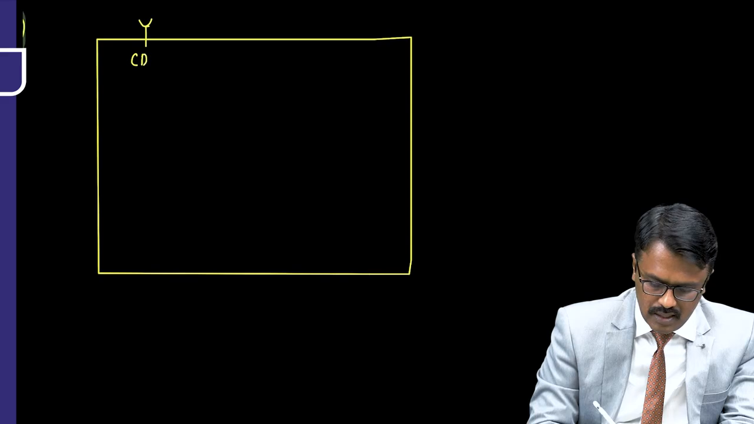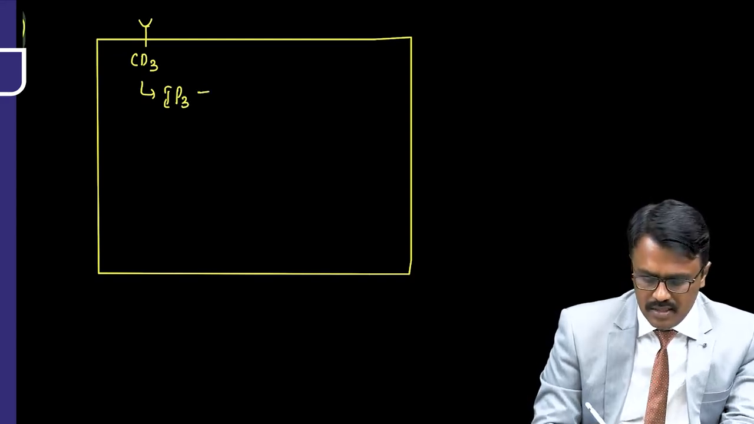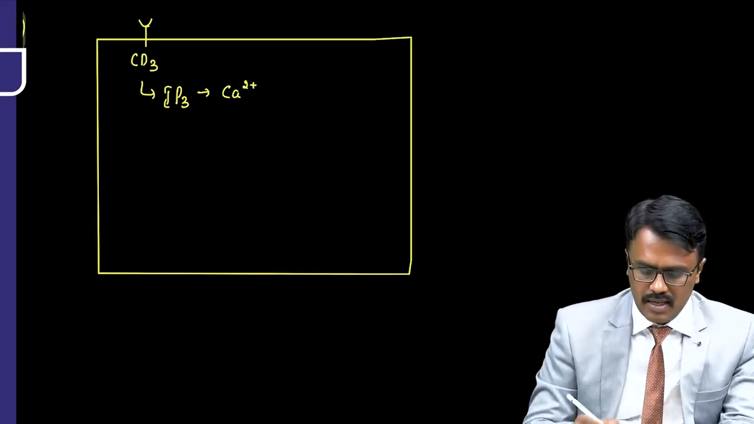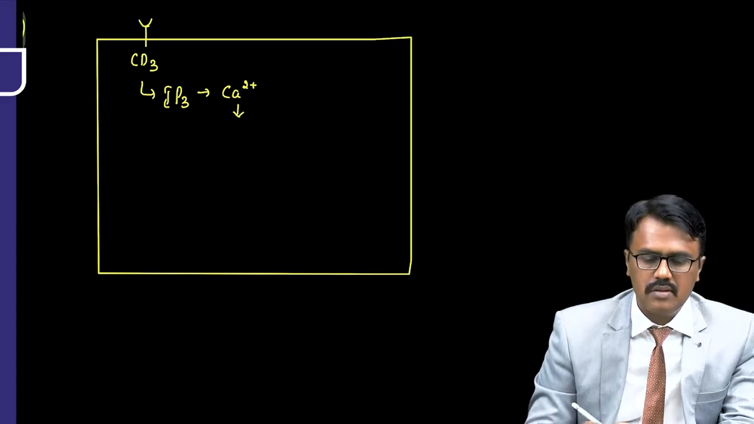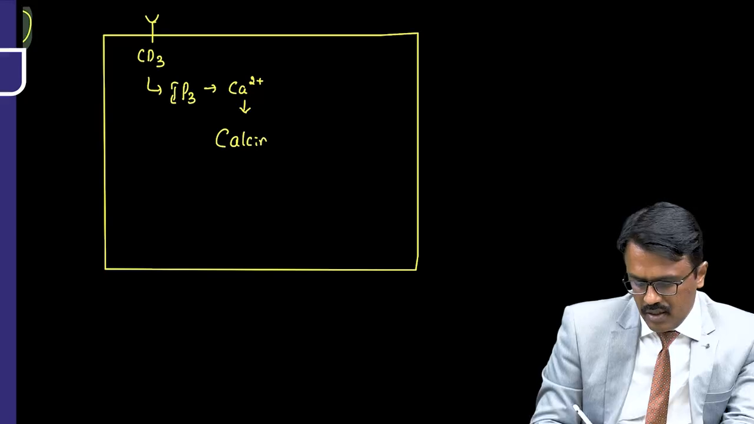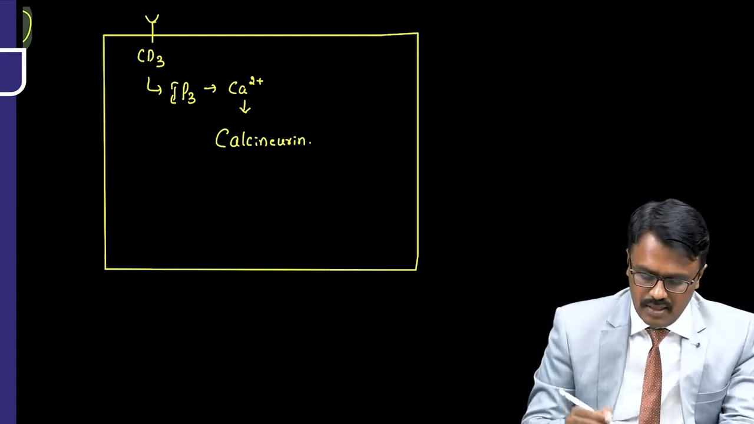The CD3 gets activated, so that will activate the IP3. The IP3 will release the calcium. Now what happens when the calcium is released? It activates something called calcineurin. Calcineurin is activated. Now what is the role of calcineurin?